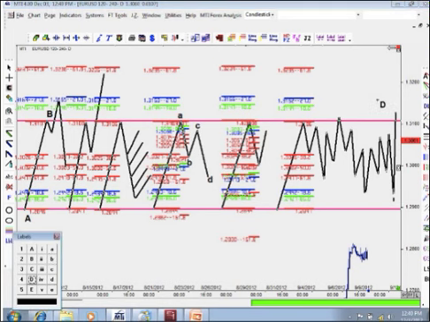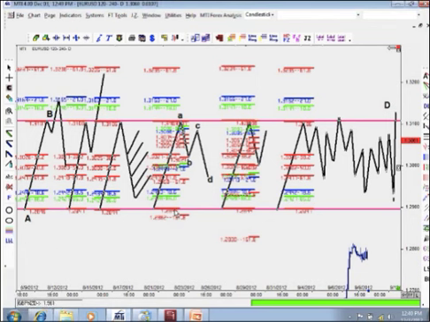The layers keep moving our C every time we make a new low. Every time you make a new low, you move your C. A's and B's are never moved. They're set in stone. You'll never move an AB. Okay? All right.